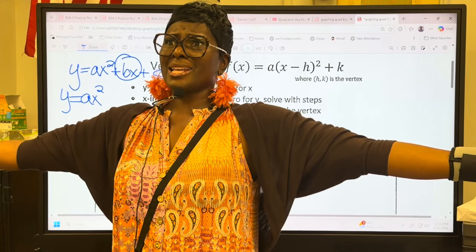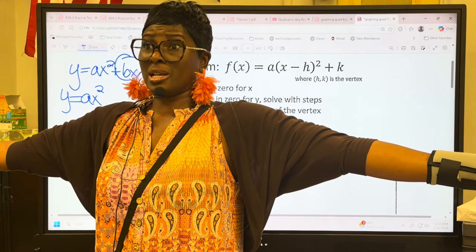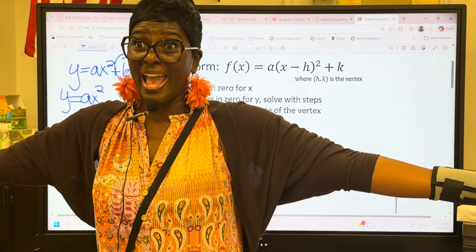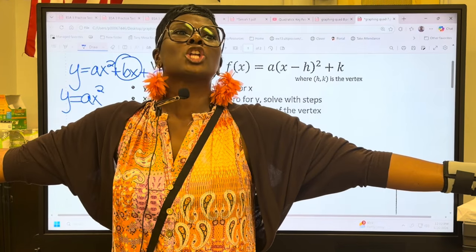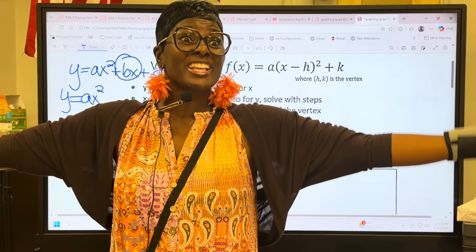Yes? When the line is like this, that means my a is 0. It's not a quadratic function. It is a linear function. Why? Because there is no a. If the a is 0, there is no bend.